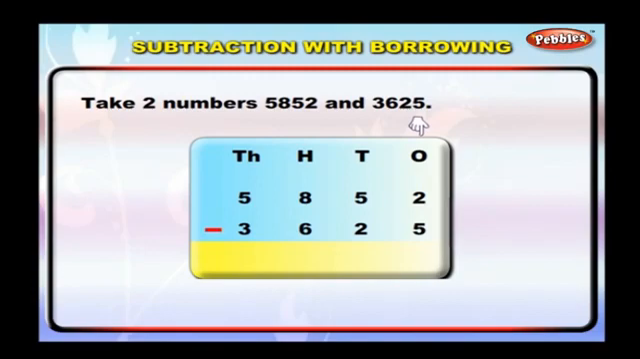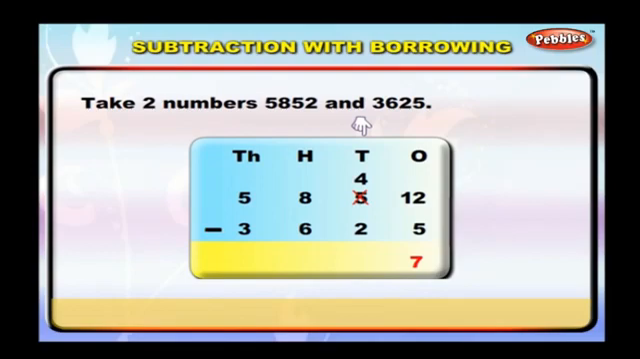Here we cannot subtract 5 from 2 because 5 is greater than 2. In that case, we should borrow 1 from the tens of the first number, that is from 5. Now, 2 becomes 12. Now, we can deduct 5 from 12. So, 12 minus 5 is equal to 7. Now, write 7 below the ones column.